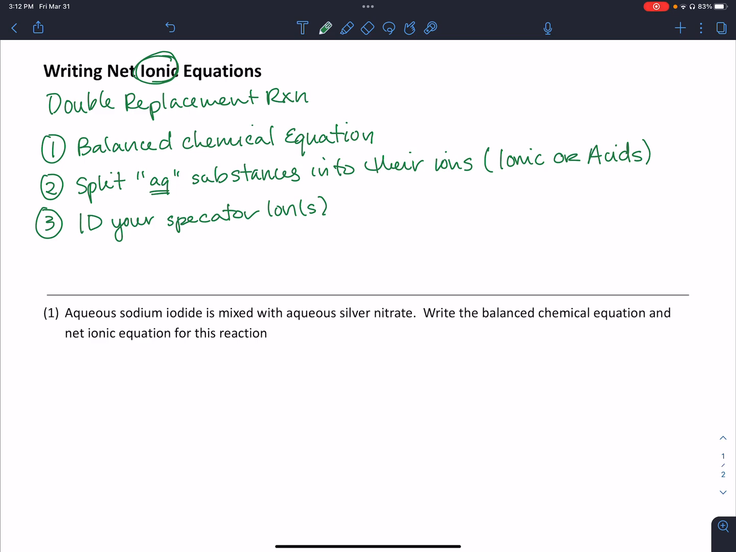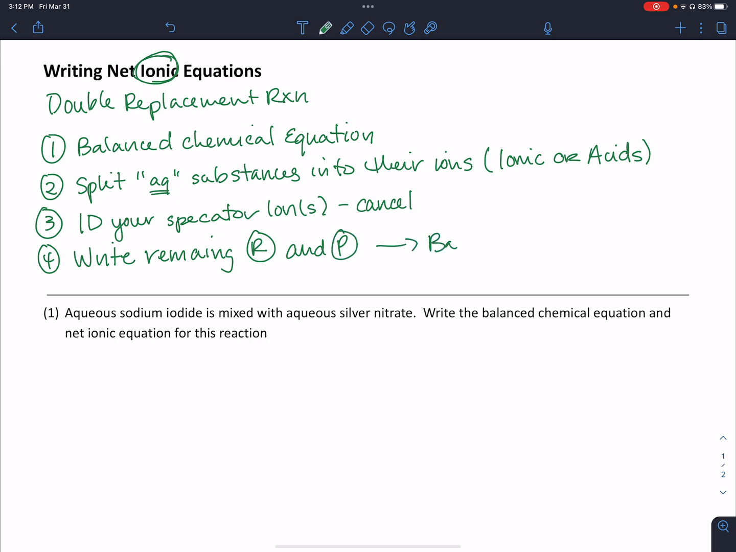All right, and I'll show you what that looks like as well. So you're going to cancel those, and then you're going to write what remains. All right, so the remaining reactants and products. At that point, it should be balanced already. And that balancing should be by atom and by charge. All right, so these are really easy to check. So when you're finished, if they aren't balanced by charge and atoms, then we've done something wrong somewhere up in the problem. We need to go back and check.